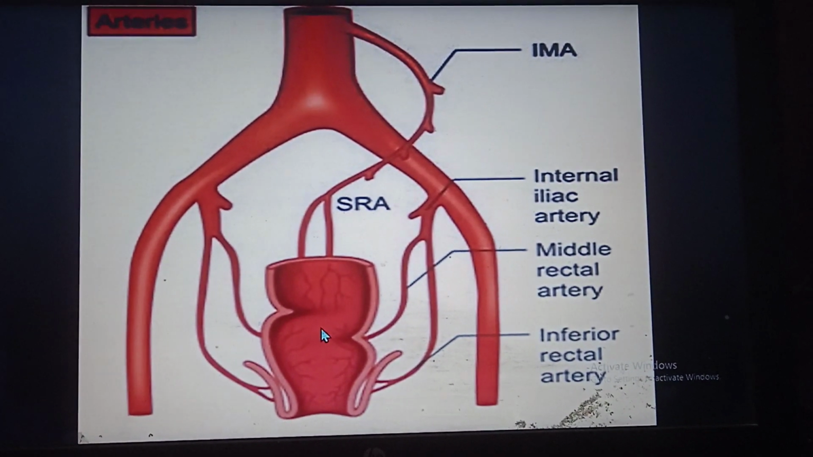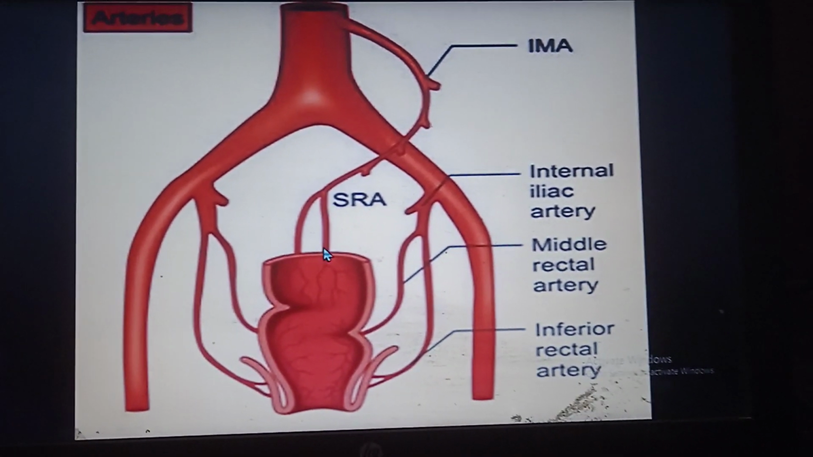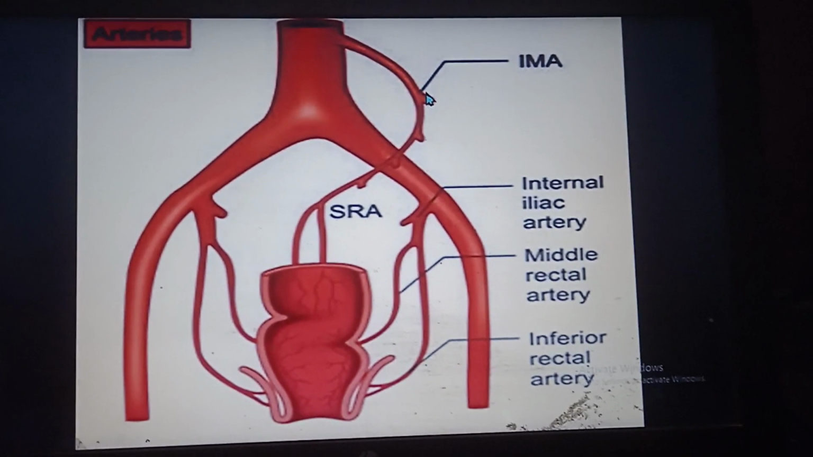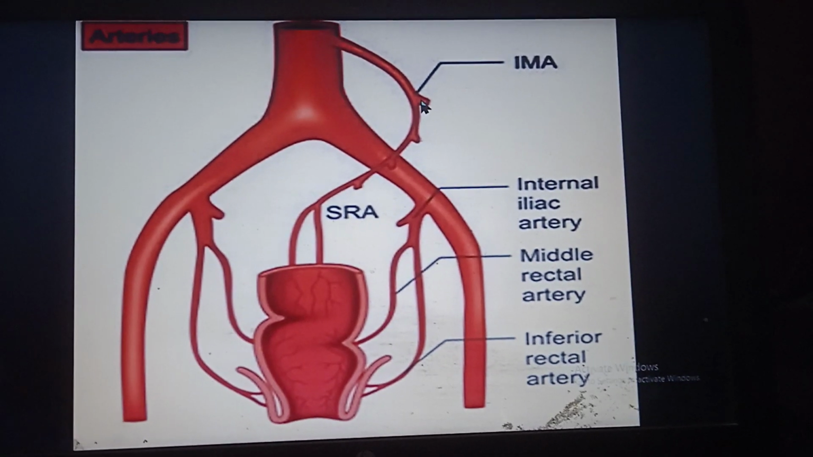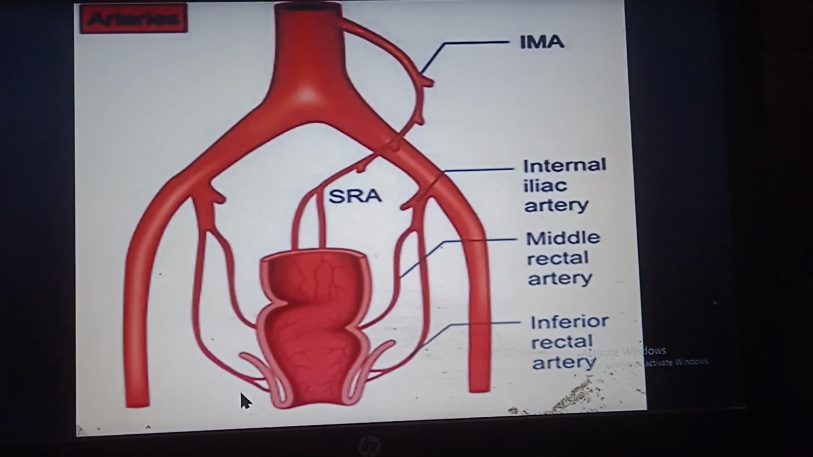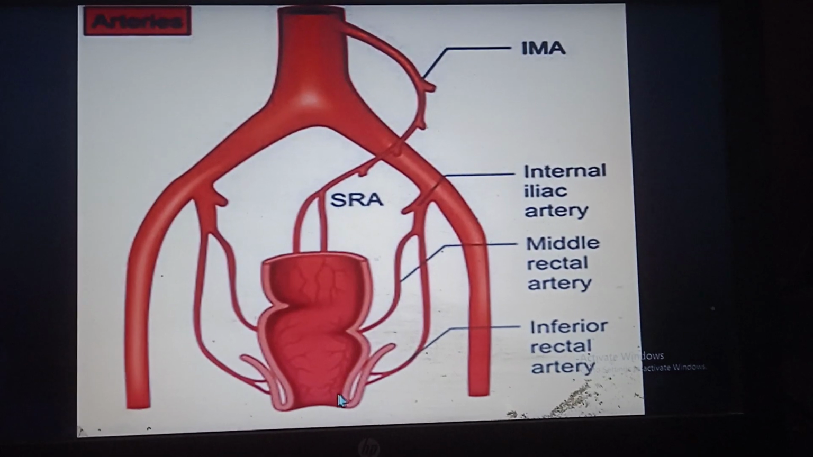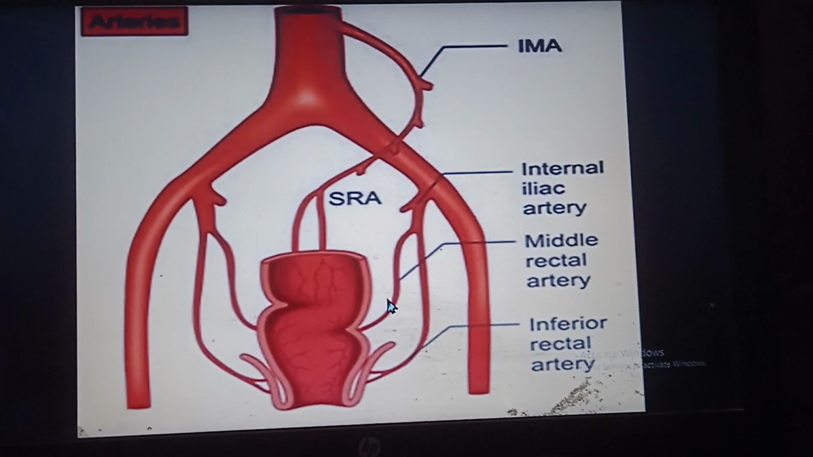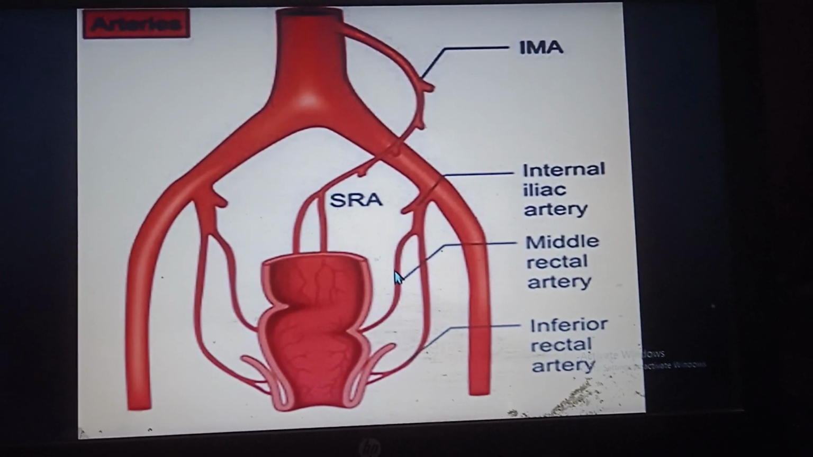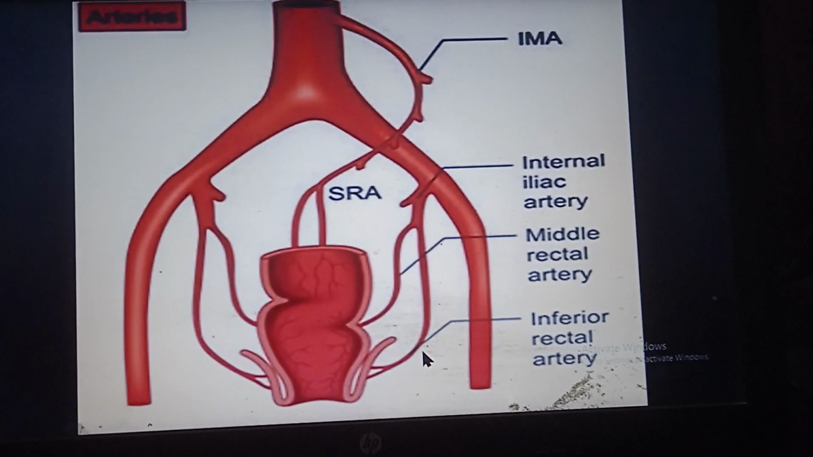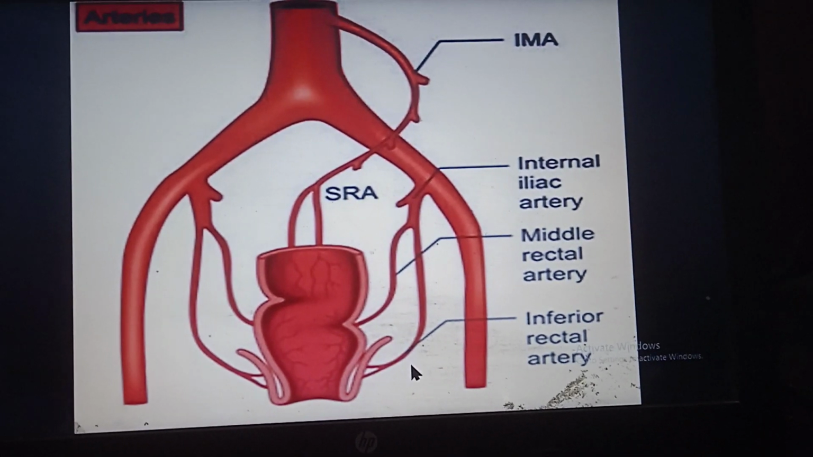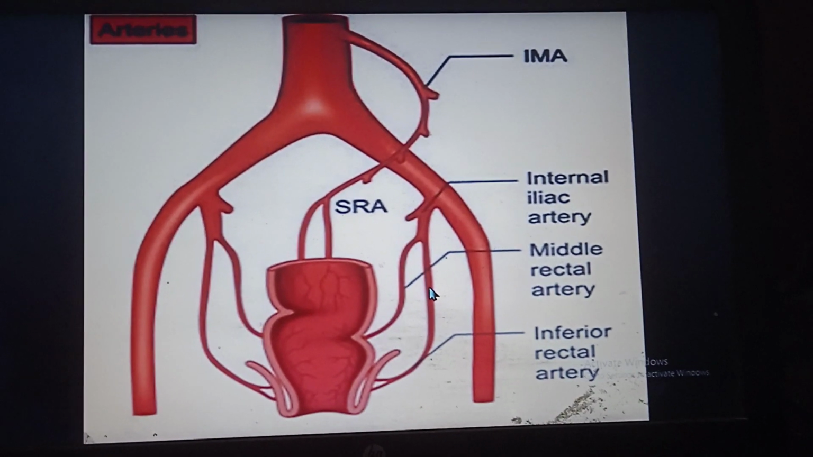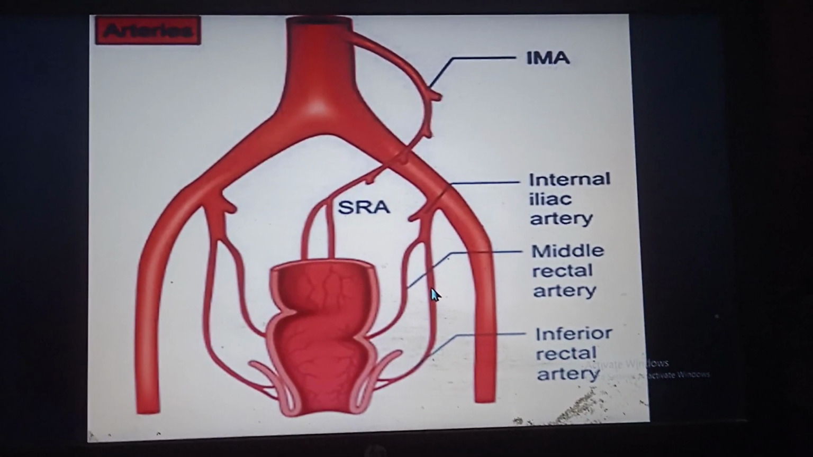Pectinate line and above, the blood supply is by the superior rectal artery, which is the continuation of the inferior mesenteric artery, one of the three ventral branches of the abdominal aorta. Whereas pectinate line and below, the arterial supply is by the middle and the inferior rectal arteries. The middle rectal artery is a branch of the anterior division of the internal iliac artery, whereas the inferior rectal artery is a branch of the internal pudendal artery, which is also a branch of the anterior division of the internal iliac artery.